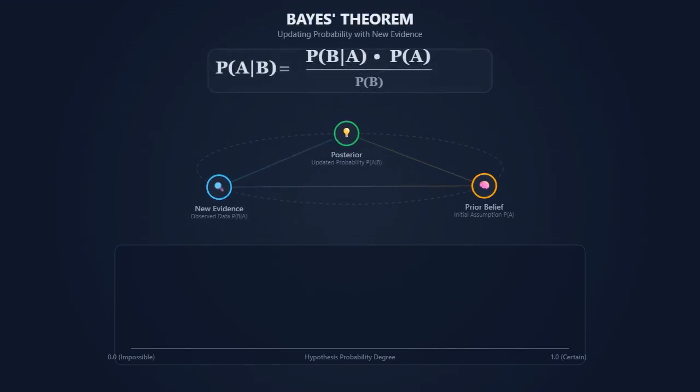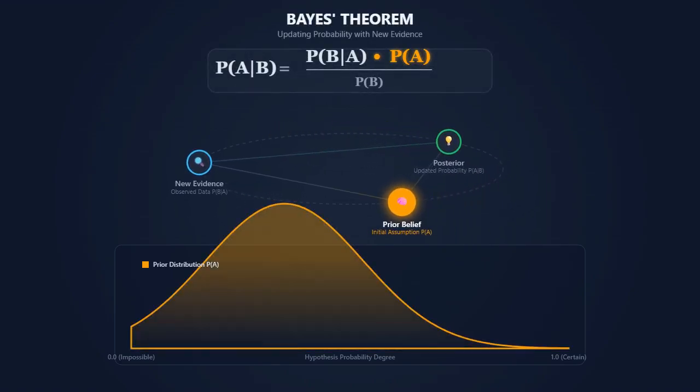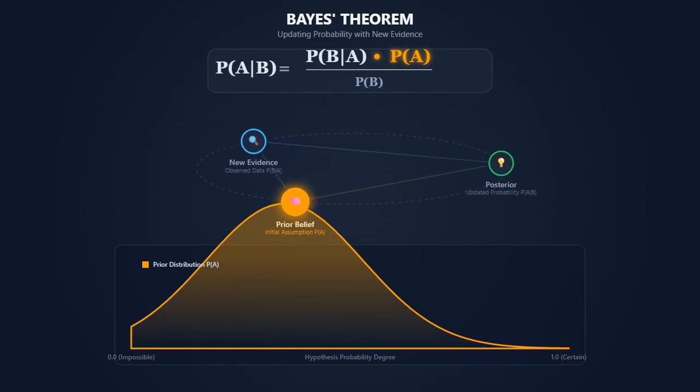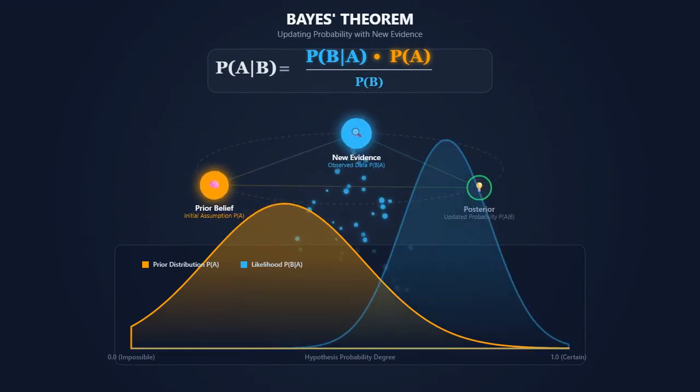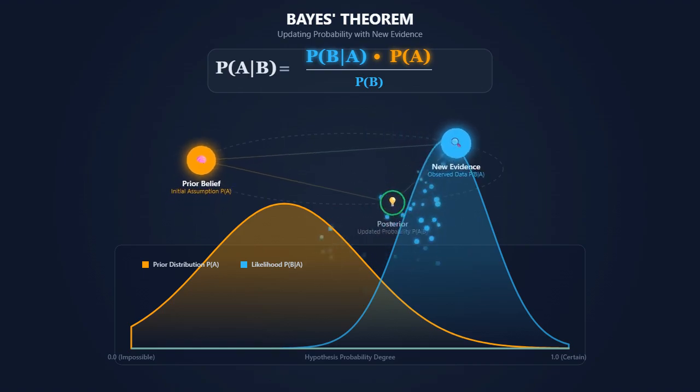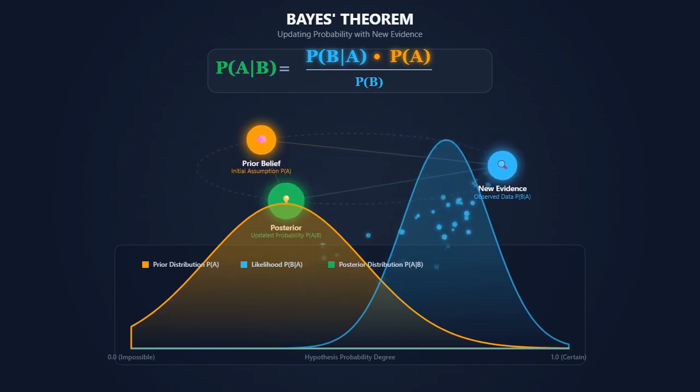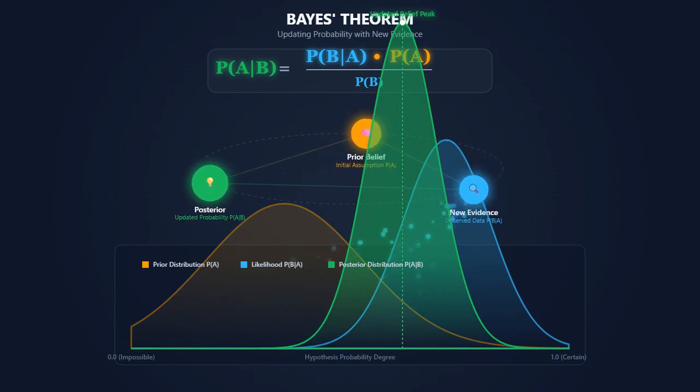Before we can understand naive Bayes, we must master conditional probability. This is the probability of an event occurring, given that another event has already occurred. We write this as P of A given B.